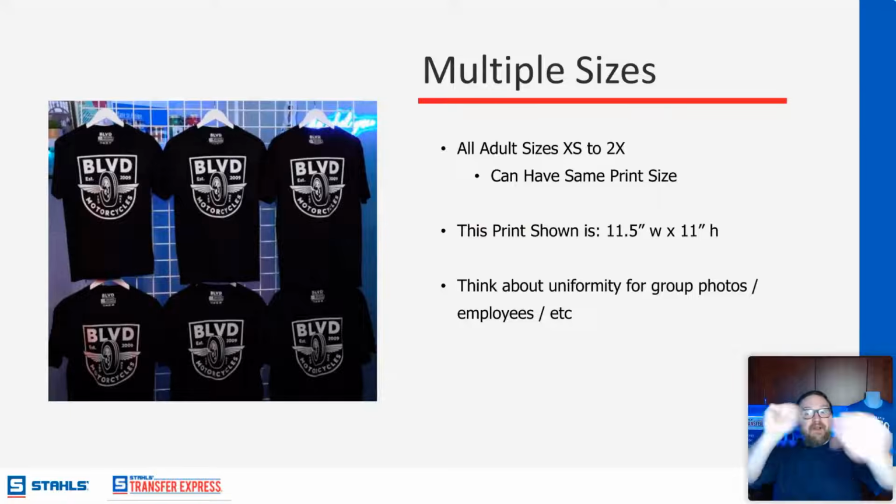So here, we're talking about multiple sizes. All of these adult sizes, from the top left being extra small to the bottom right being 2X. This print shown is quite large. It's larger than 11 by 11; it's 11.5 by 11 inches tall. So we're talking tips of the wings there.